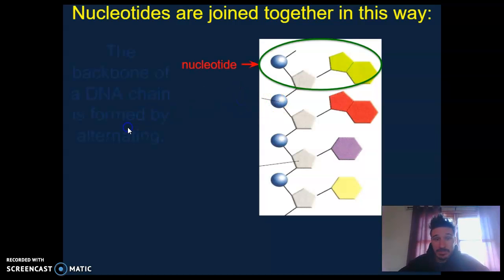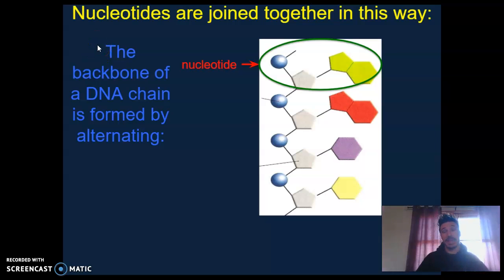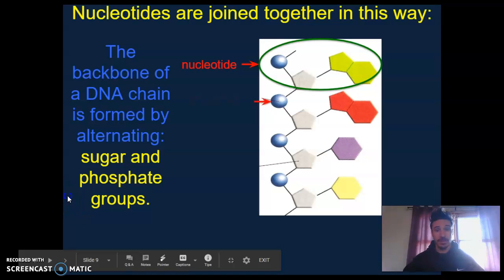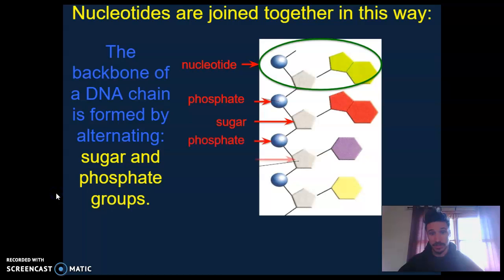So that's a nucleotide, like I said. The backbone of DNA, what holds it all together, right? I told you that one nucleotide is connected from the sugar group of that nucleotide to the phosphate group of another. It's actually just alternating sugar-phosphate groups. These groups bond together, and that's what holds the nucleotides together to make a nucleic acid. So there's our phosphate, there's our sugar, phosphate, sugar, phosphate, and sugar. And it just keeps going for millions and millions of nucleotides to be connected.